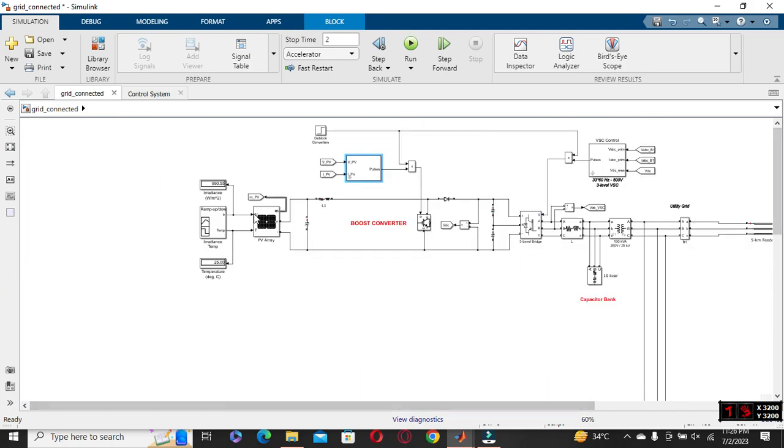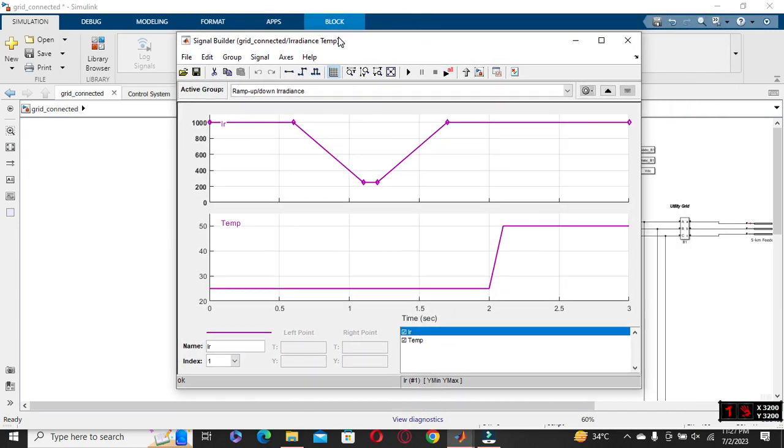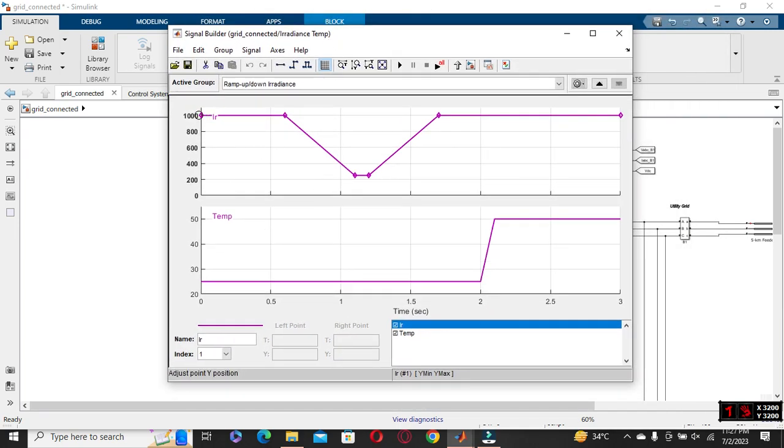So let's start with these two blocks. You may know about the adhesion level of the PV array. Adhesion means the light that is imposed on the solar panel. So let me explain this part. The first graph is the adhesion level.